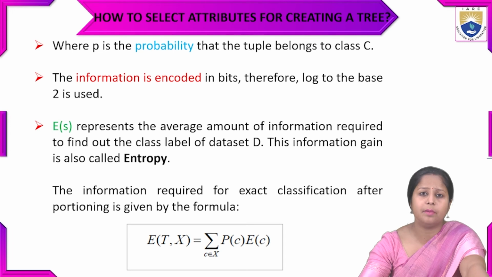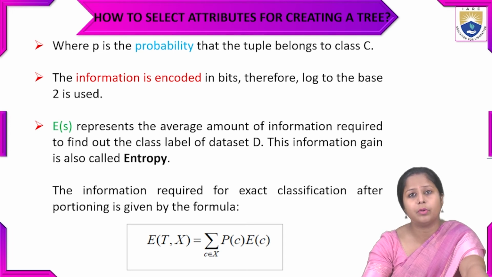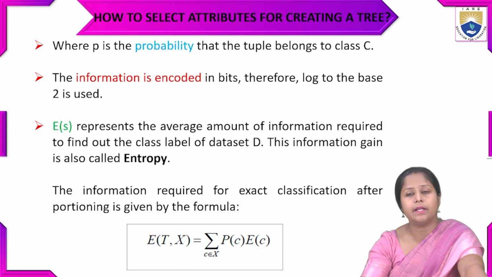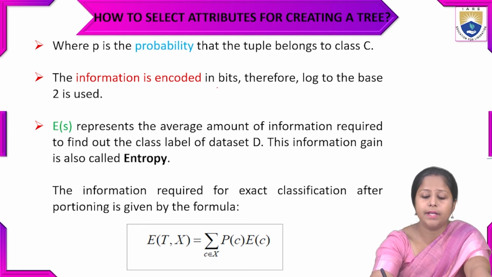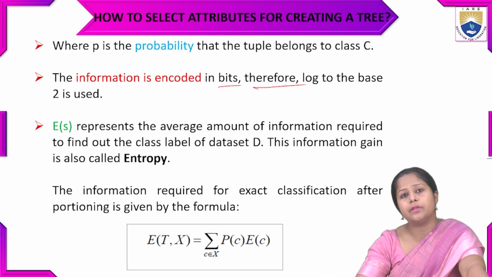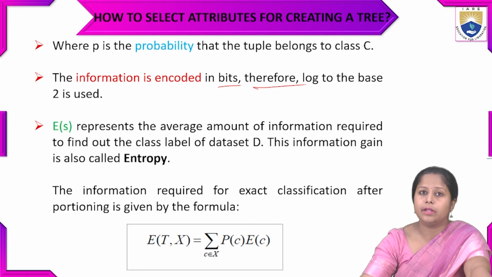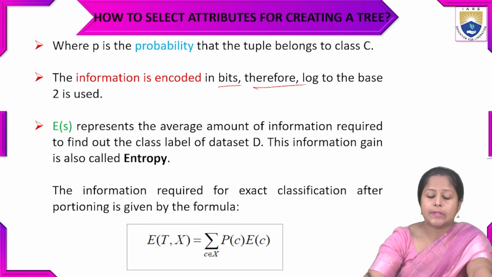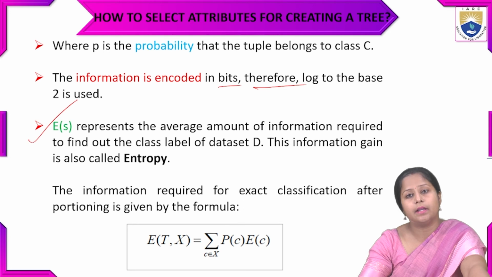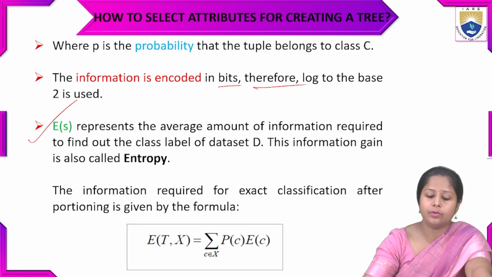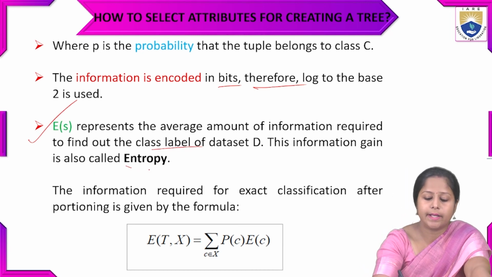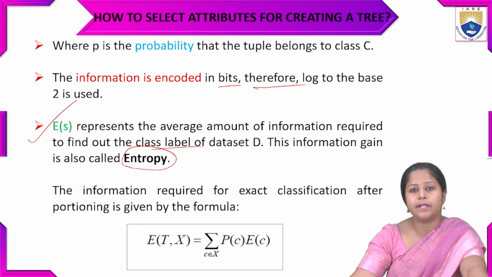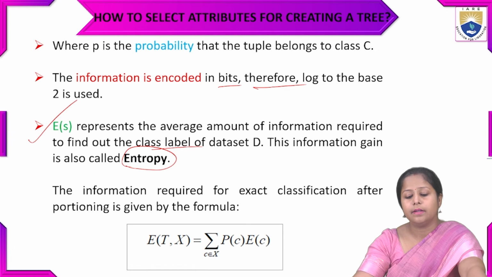Here p is the probability, the probability that a tuple belongs to class C. The information is encoded in bits, and therefore log to the base 2 is used in that formula. E(S) represents the average amount of information required to find out the class label of dataset D. This is also called the entropy of the dataset.